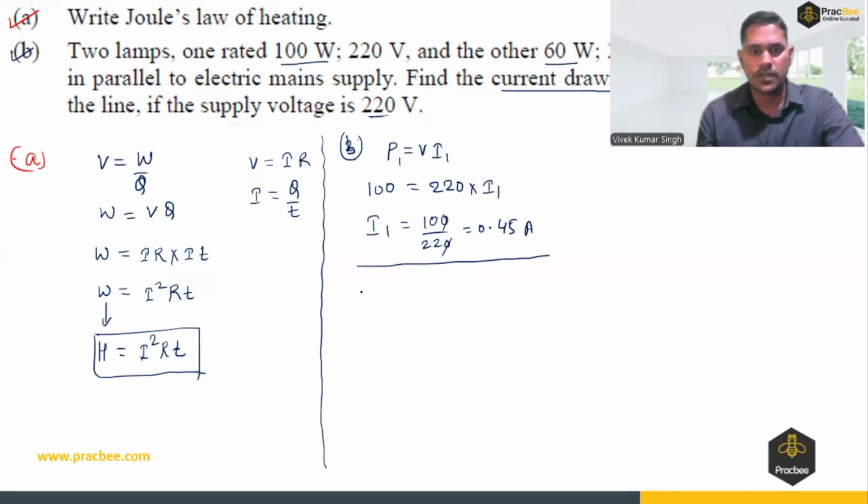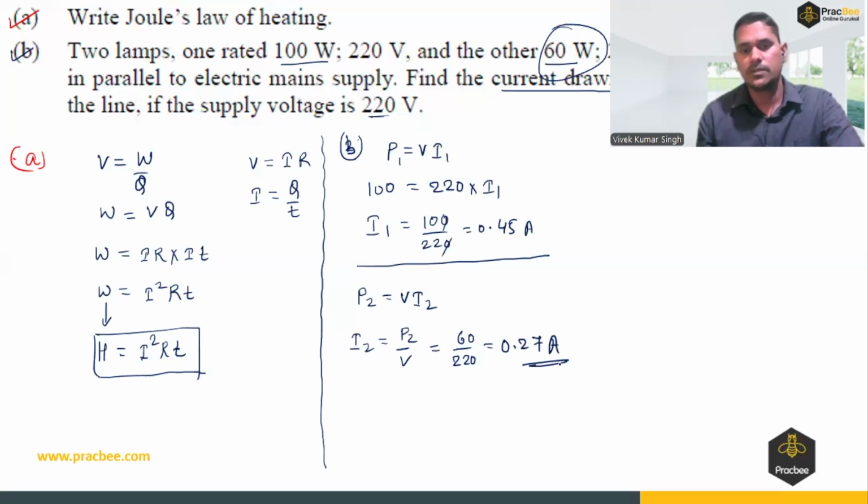If we find out the current through the second bulb, we know that P2 is equal to V into I2. So I2 would be equal to P2 over V. Now the power of the second bulb is given, that is 60 watt, and the voltage is 220. If we divide this, we get 0.27 ampere. So this is the current flowing through these two bulbs.